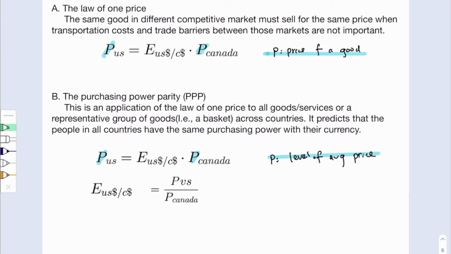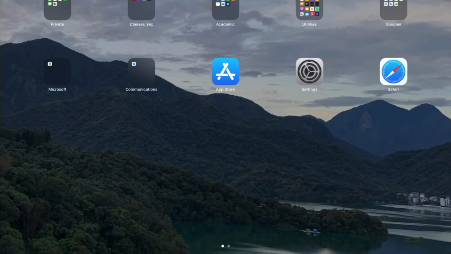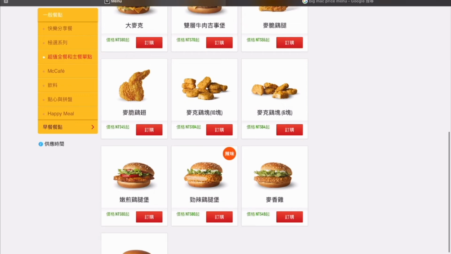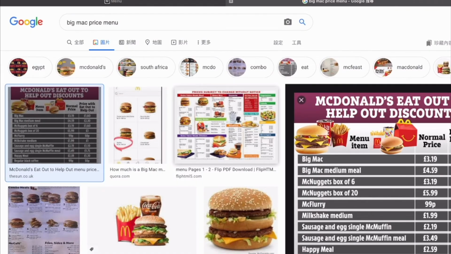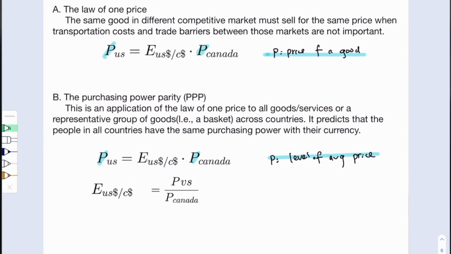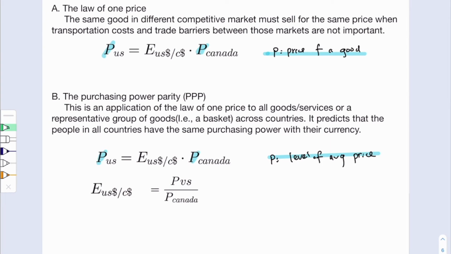So now let's look at the implied exchange rate of the US dollar in NT dollars implied by the Big Mac index. Well, let's look at the web, and we see that the Big Mac in Taiwan sells for $80 for the simplest one, and in the US it sells for $3.19. So if we have 80 divided by 3.19, we are going to get something around 25. Therefore, the Big Mac index tells us that the exchange rate of NT dollar per US dollar needs to be about 25.